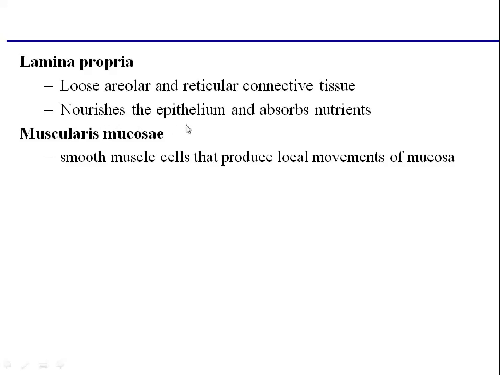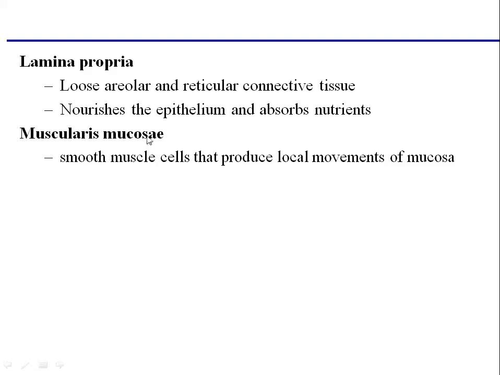They nourish the epithelium and absorb nutrients. Their blood vessels are open, and they absorb those nutrients and pass them further to blood vessels. This layer also supports as well as nourishes the epithelial layer. Thereafter there is a muscularis mucosa, which is smooth muscle cells that produce local movement of the mucosa.